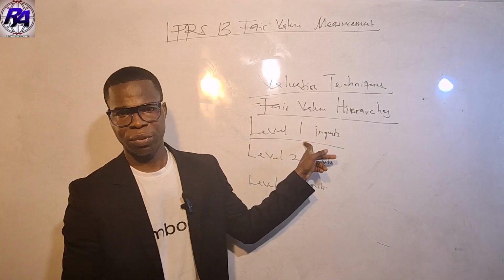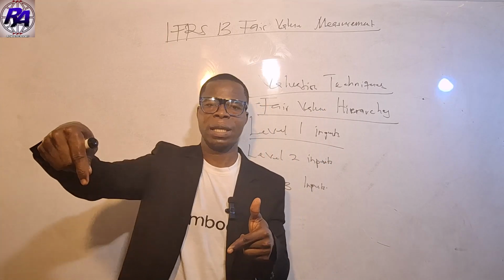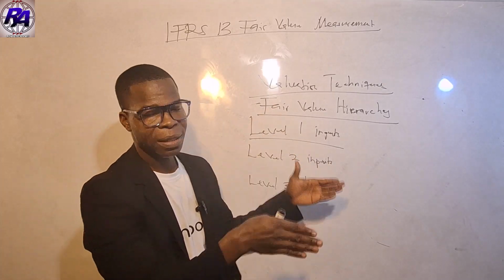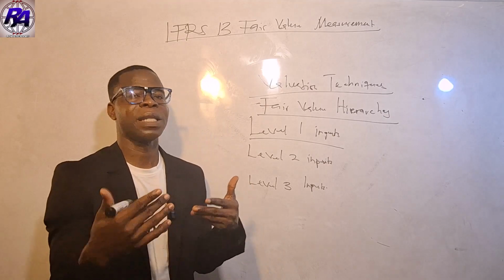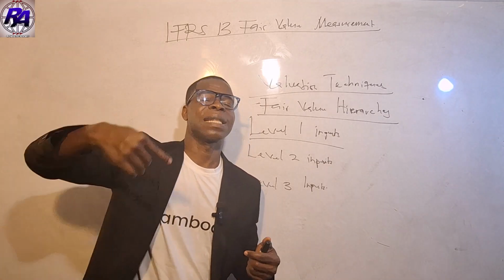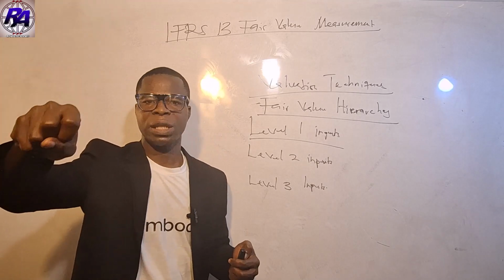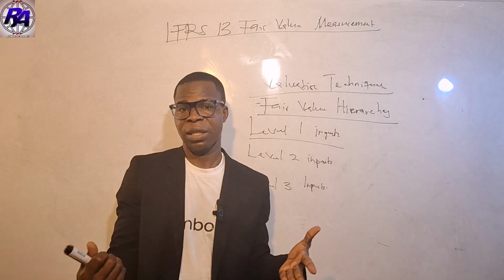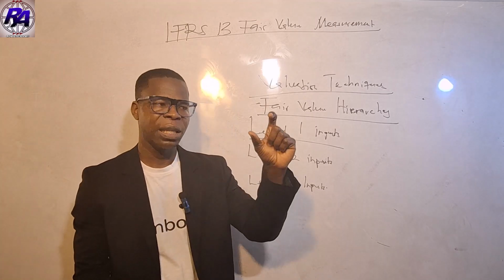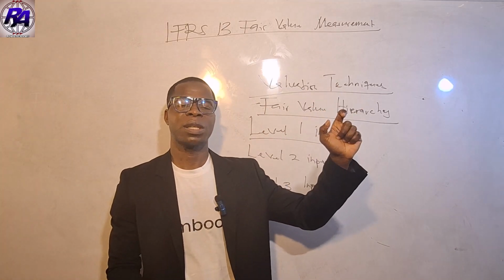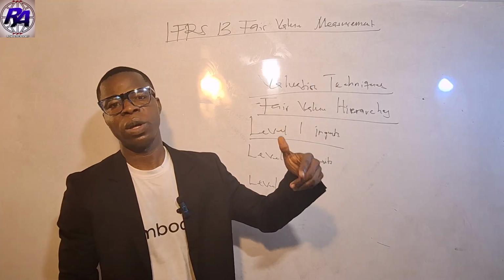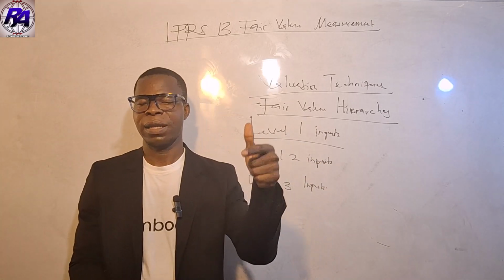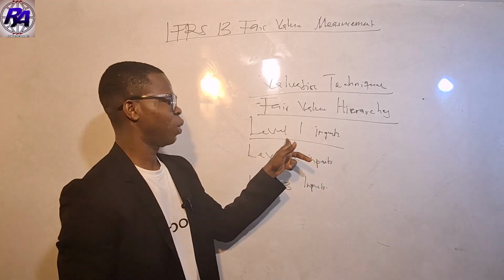Then we are looking at the level one input. The quoted prices in an active market for an identical asset or identical liability, and these can be accessed by the entity at the measurement date. These quoted prices are basically the items whose values we can already ascertain. They have quoted prices. For instance, share prices of entities. If you go to the international stock exchange, for instance, you could get the share price value of certain multinational companies. You can get it quoted. If you come to Ghana, for instance, if you go to the Ghana Stock Exchange, you can get the share price of MTN. That is a quoted price. That has to do with level one input.